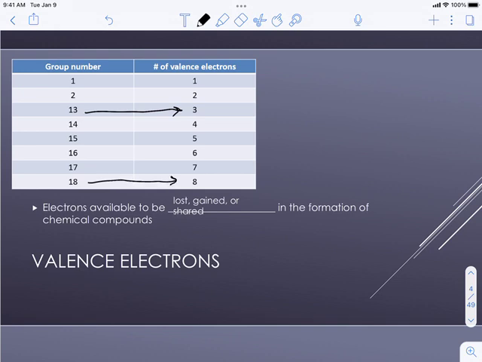The max number of valence electrons an element can have is 8. It will never have any more than 8. It will never have any less than 1. So it'll always be from 1 to 8.